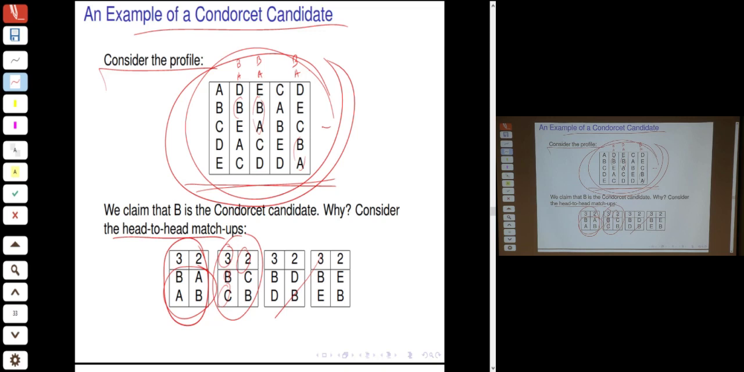Similarly, you can consider the head-to-head matchups of B and D and E and B, and in both cases, B wins the simple majority. Okay? Clear? So therefore, in head-to-head matchup with any other candidate, B is always winning the simple majority. So B is the Condorcet candidate or the Condorcet winner.